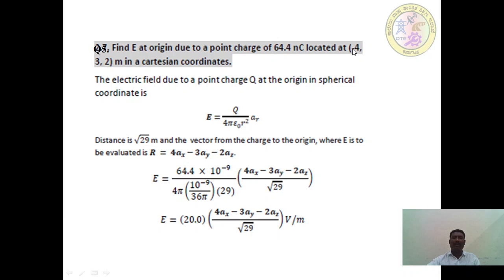See here, minus 4 is there, so change the sign of all the coordinates. This is plus, this is minus, and this is minus. See here, 4ax minus 3ay minus 2az. Substitute the value 64 nanocoulomb divided by 4 pi epsilon naught, and the R value is root 29, so R square is nothing but 29. Then the unit vector value, and simply you can get the value like this.